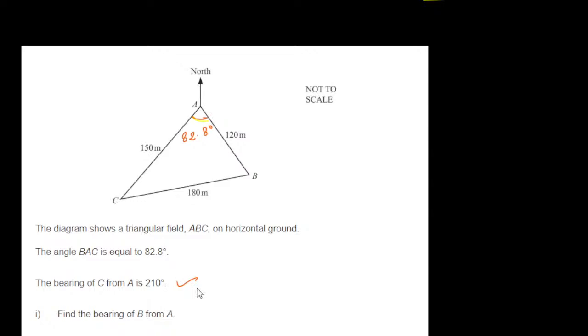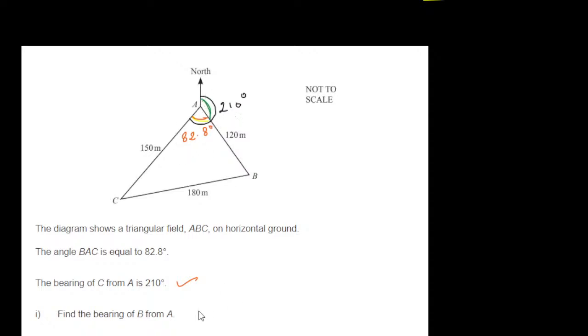is 210 degrees. Bearing of C from A means if I see this particular angle from here, this total angle is 210 degrees. Find the bearing of B from A. I have to find the bearing of B from A, up to this angle, so I have to find this much part only.